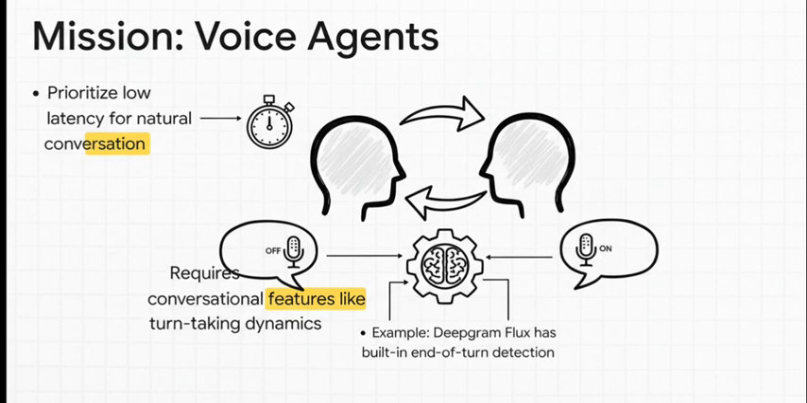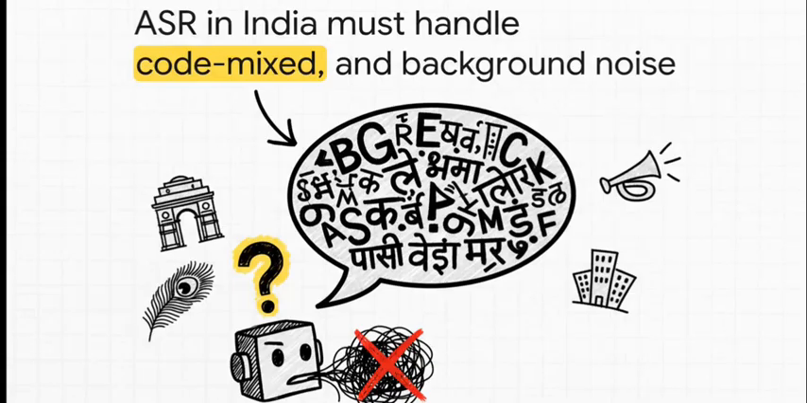But it's not just about raw speed. You also need really specific conversational features, like being able to tell the instant a user has stopped talking. Models like Deepgram's Flux actually build this logic right in, which makes the whole process simpler and the conversation feel way more natural. Now, let's switch gears to a totally different mission.